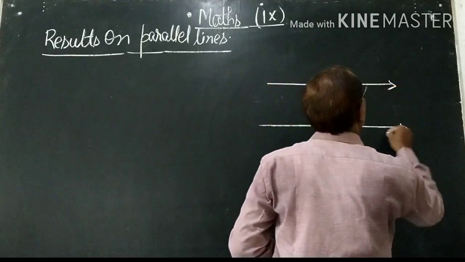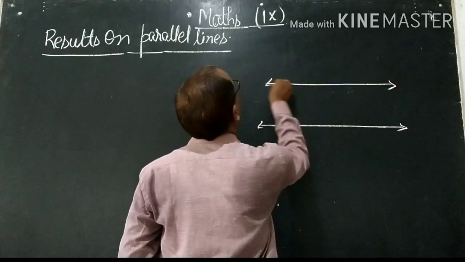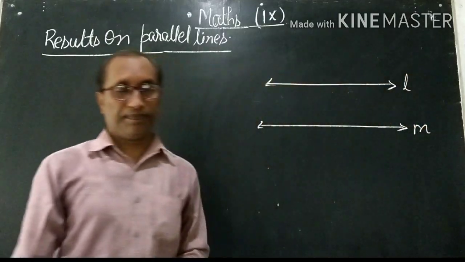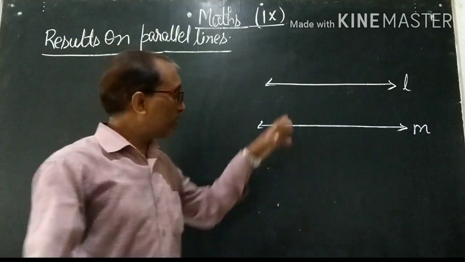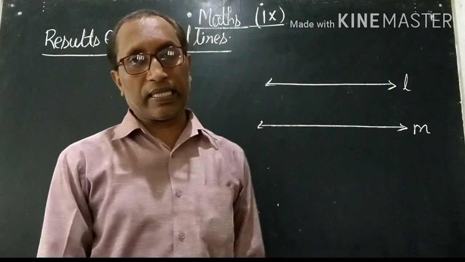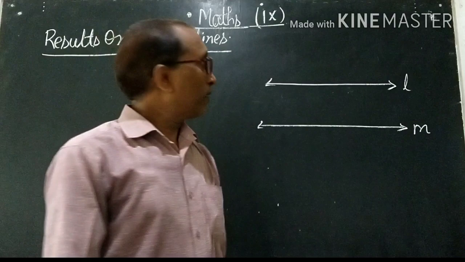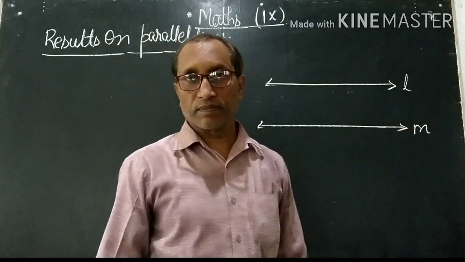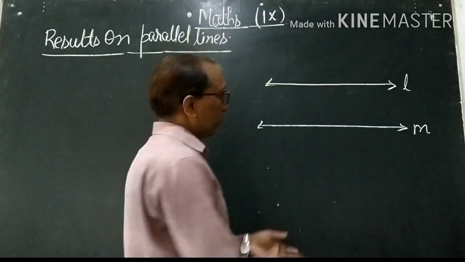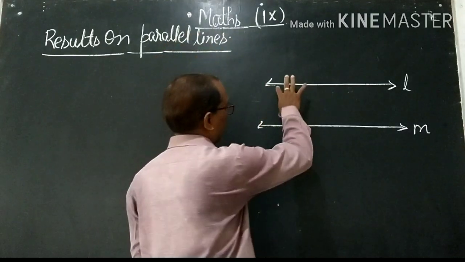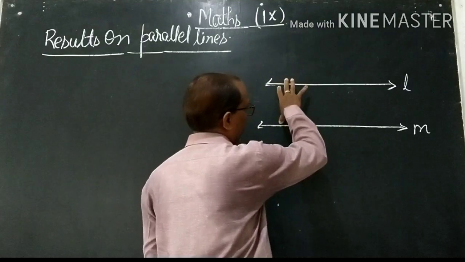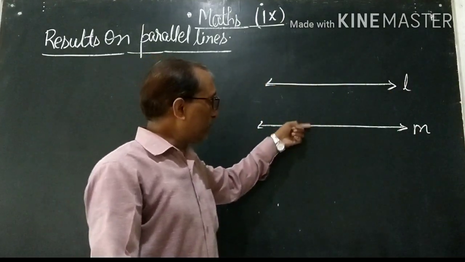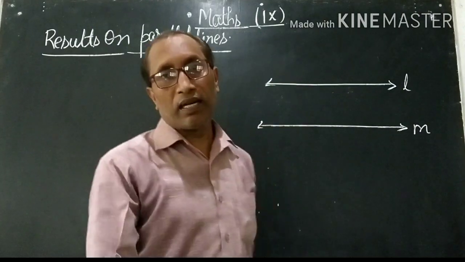These are two parallel lines L and M which never intersect each other. They have no common points, and they have equal distances between them everywhere. Therefore, these are parallel lines.